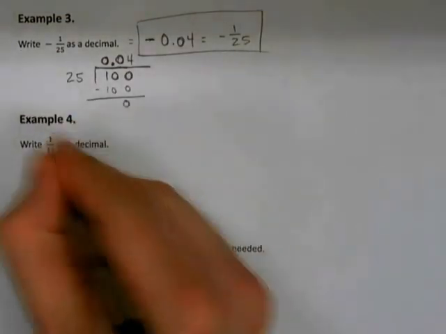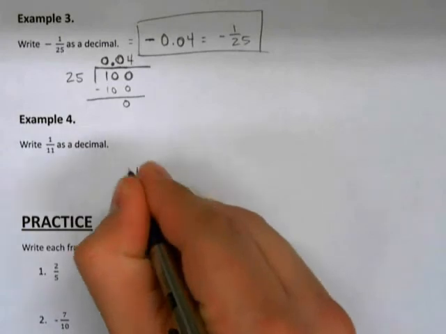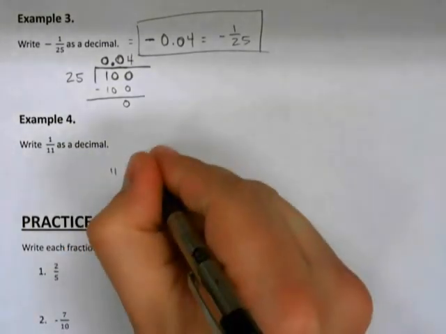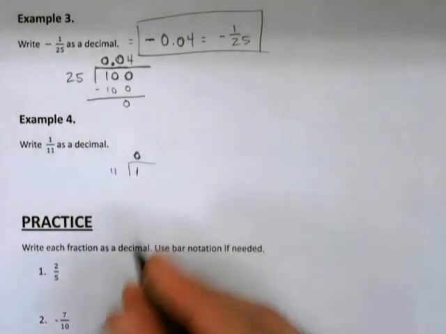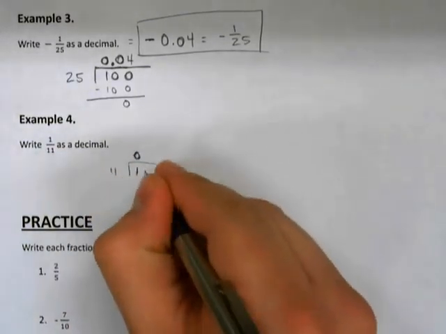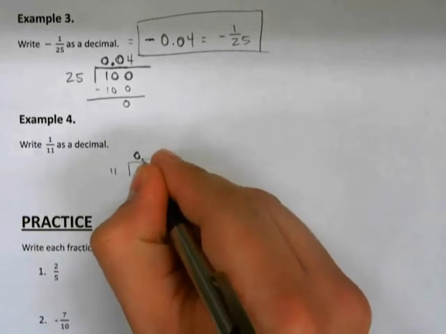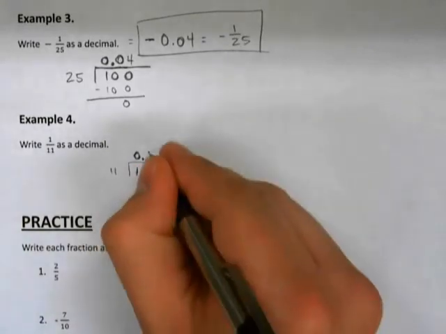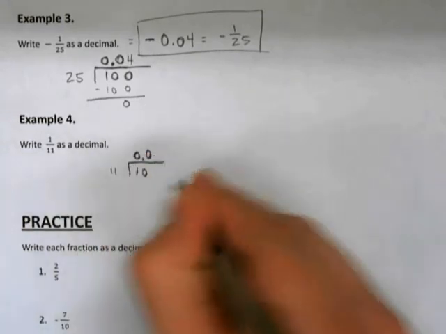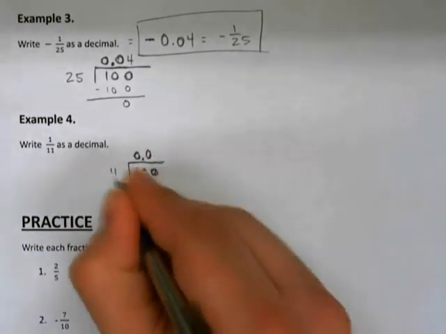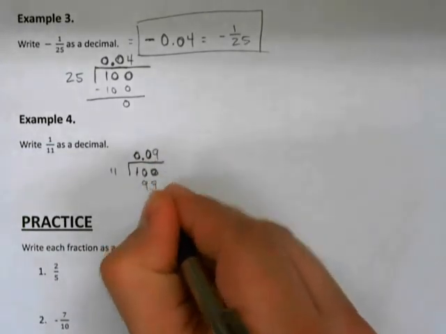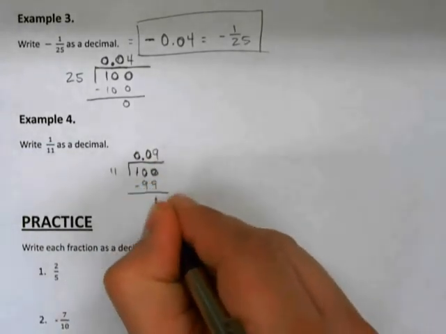Okay, nothing's changed here. We still do 1 divided by 11, and we know, again, this is just a repeat. 11 can't go into 1, so we have to put a 0. If we have to add a 0, we have to put a decimal. 11 can't go into 10 either, so we have to put another 0 and add another 0. And 11 goes in 9 times, because 11 times 9 is 99. Subtract, we get 1 left over.